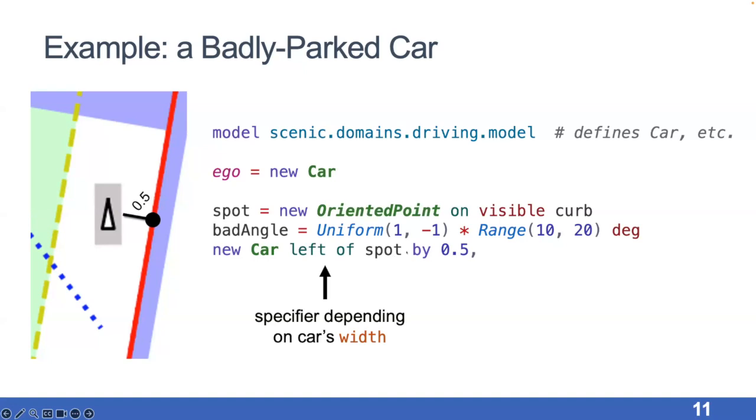Another thing that SCENIC is doing here is that this spot has an orientation associated with it. So we're going 0.5 meter to the left of that spot in its local coordinate system. It's not 0.5 meter due west, it's actually 0.5 meter into the road. That's why we use this oriented point here. Another question.